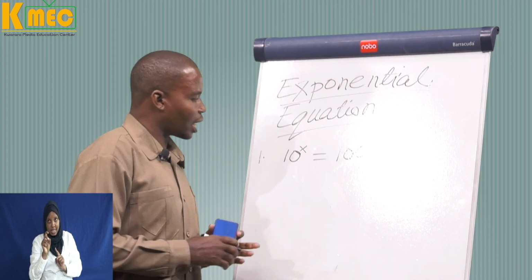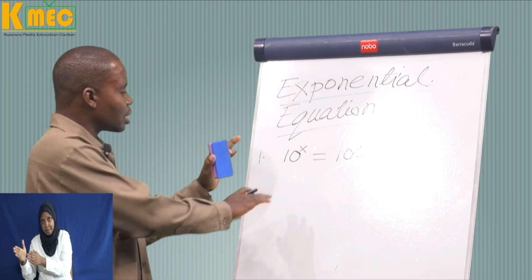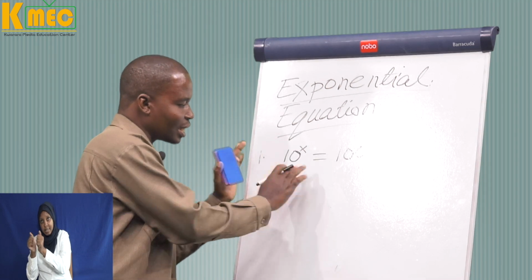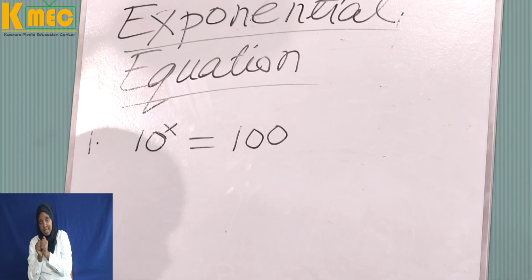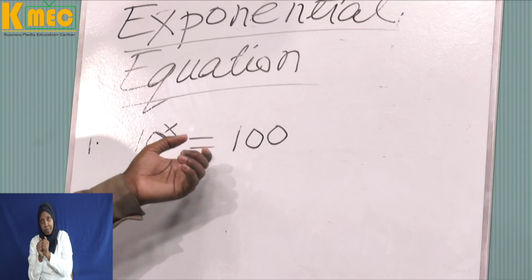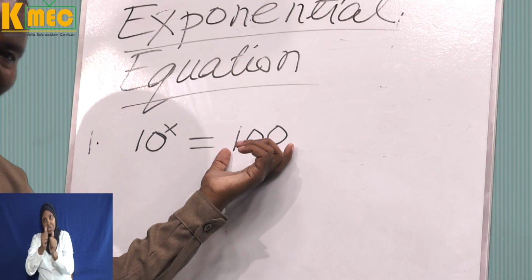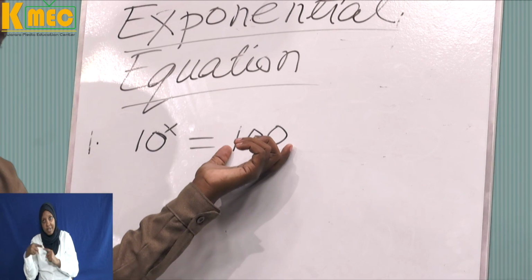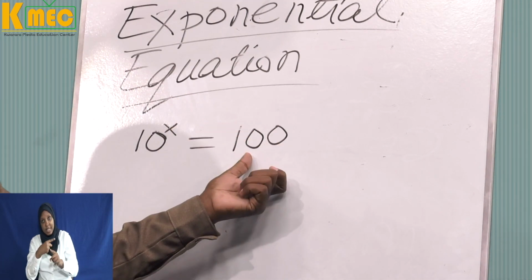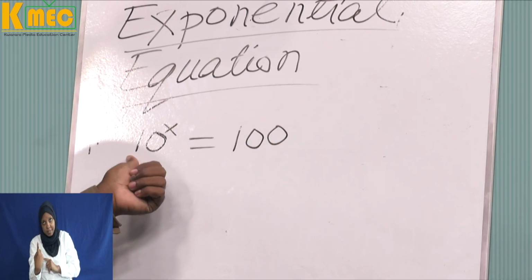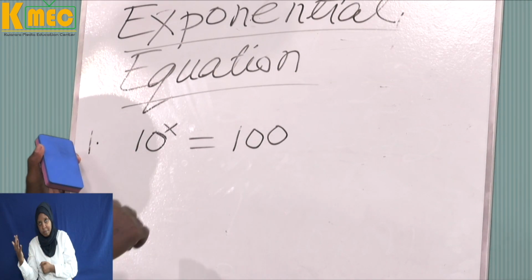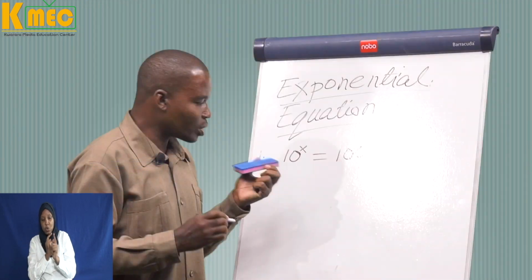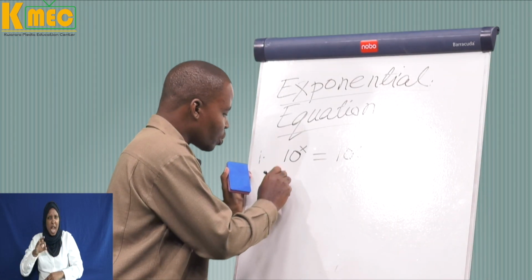So what we do here, at first, since we have here 10 at the base and x is the exponent, it means we need to change this 100. We need to write this 100 in terms of base 10. It means that we have to follow the base. How do we do that? Here we continue.